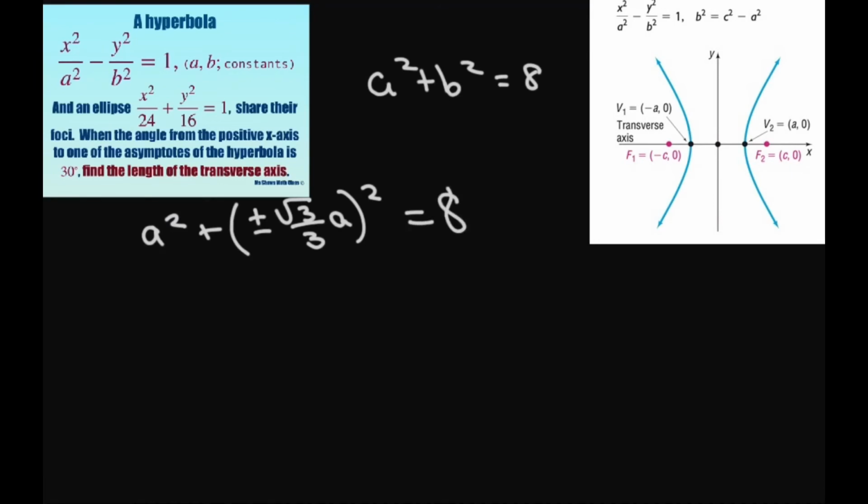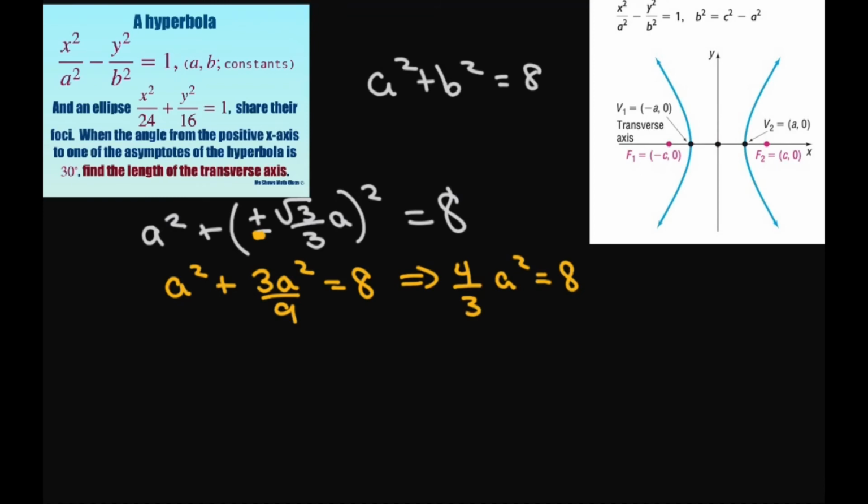Simplifying this, the negative is going to cancel out. So you get a squared plus 3a squared divided by 9 equals 8. This simplifies to 4/3 a squared equals 8, and that means a squared equals 6, which is 24 divided by 4. Now that we have a squared equals 6, if you square root both sides, a equals plus or minus square root of 6.